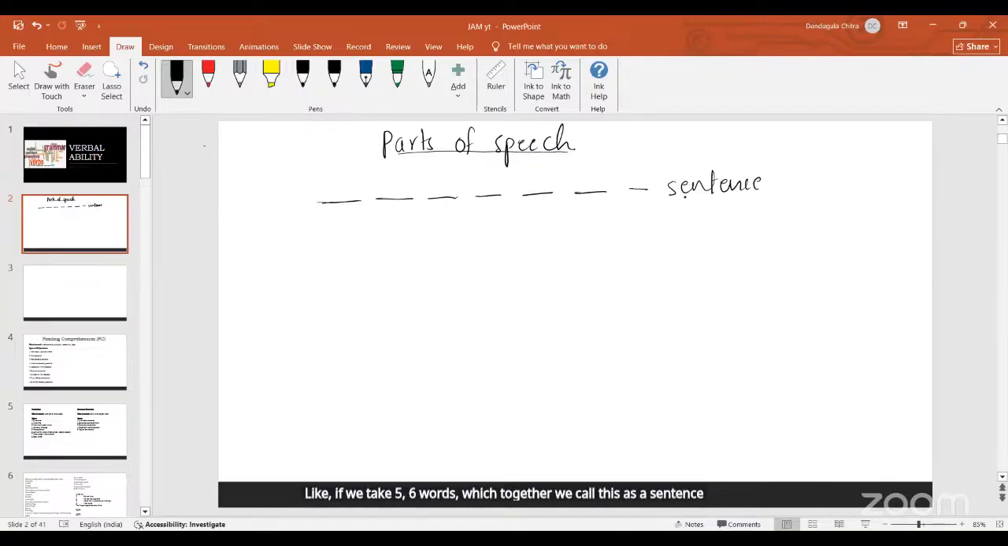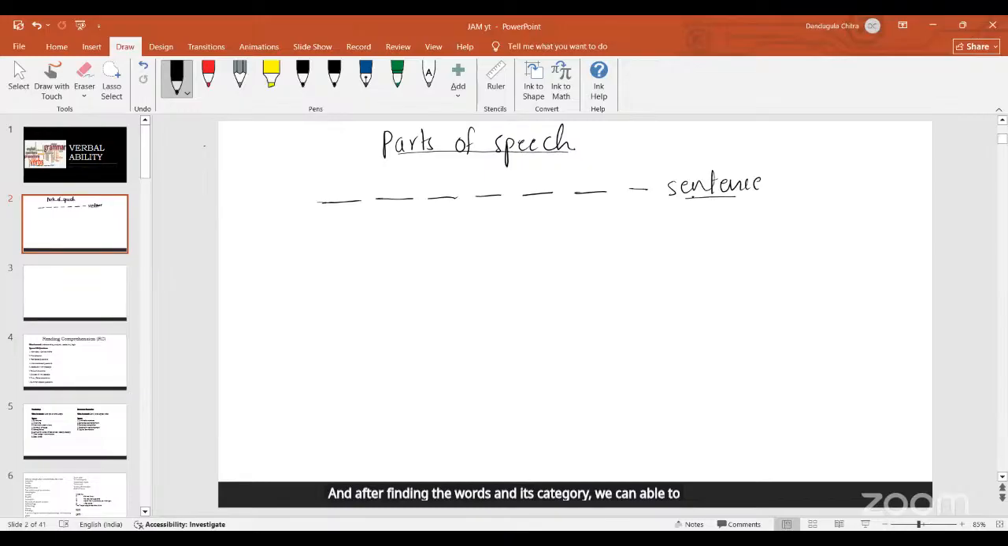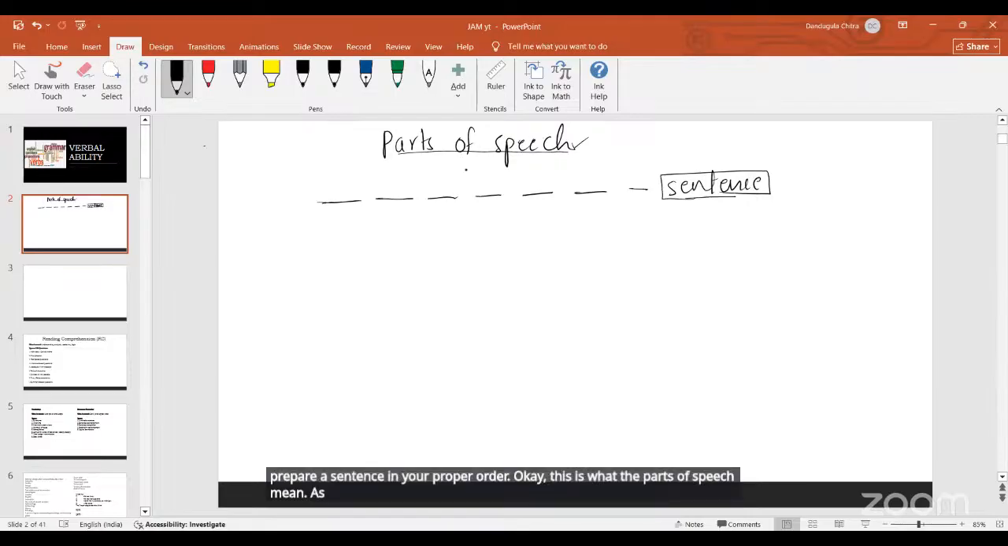and to prepare this sentence in a proper order we should have a good command of words here. Each word comes under a different category, and after finding the words and their categories we can prepare a sentence in a proper order. This is what parts of speech mean, as we should understand that categorization and its importance.